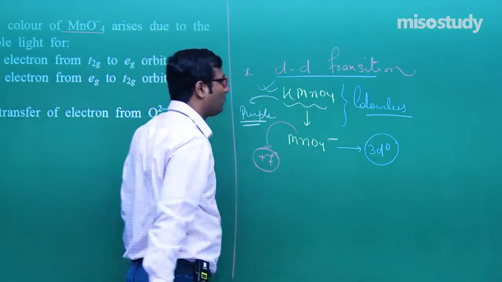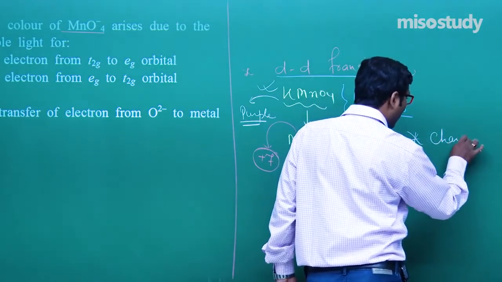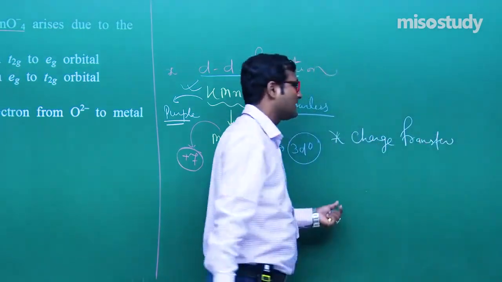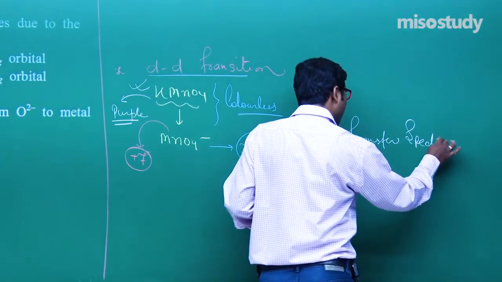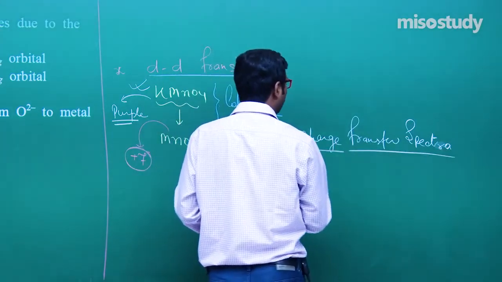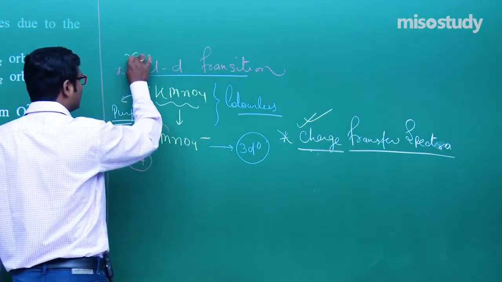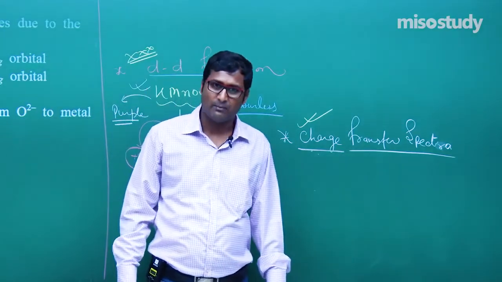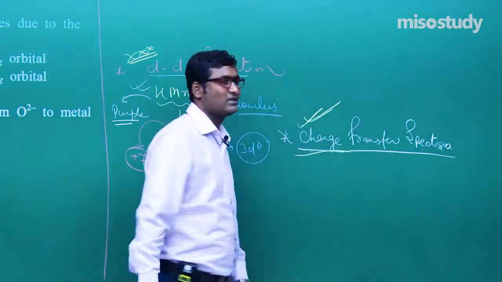So for KMnO4, another concept arises, that is charge transfer spectra. Clear? And in charge transfer spectra, what will happen? The transfer of charge. So for KMnO4, d-d transition is not a suitable concept to explain the color of KMnO4. In this case, a new concept arises, that is charge transfer spectra.